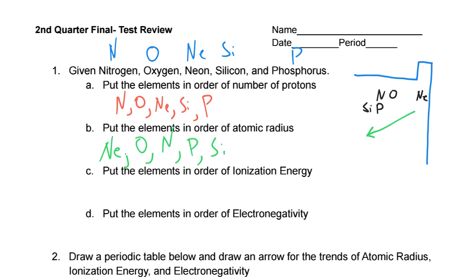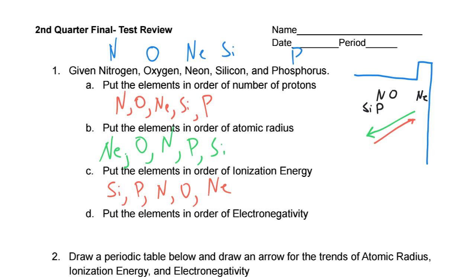All right, so ionization energy. This is how hard it is to remove an electron, and it's the exact opposite of atomic radius, because electrons that are closer into their nucleus are going to be pulled in much harder by that nucleus, and therefore much harder to remove. And noble gases are very hard to remove. So this order is silicon, phosphorus, nitrogen, oxygen, neon. We just completely reverse this one.